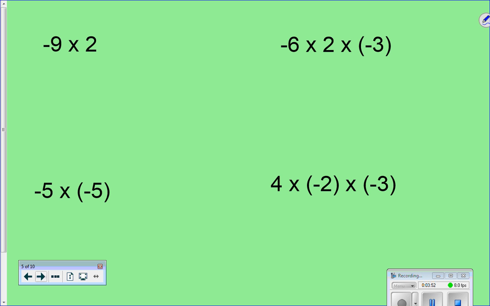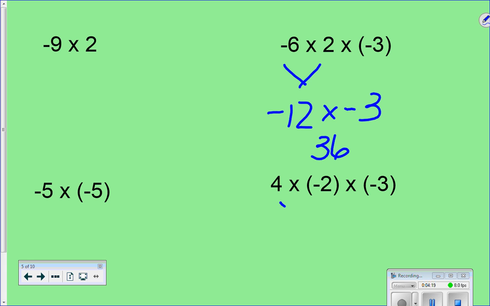Now, these over here, notice I have three digits. I don't care what you do, if you do the negatives first, or if you go from left to right. I like to go from left to right so I know I get every number. Here, if I take negative 6 times 2, I'm going to get negative 12. Then I multiply that by negative 3, positive 36. And this one, I would do negative 8 times negative 3, and I would get 24. Any questions on those rules?